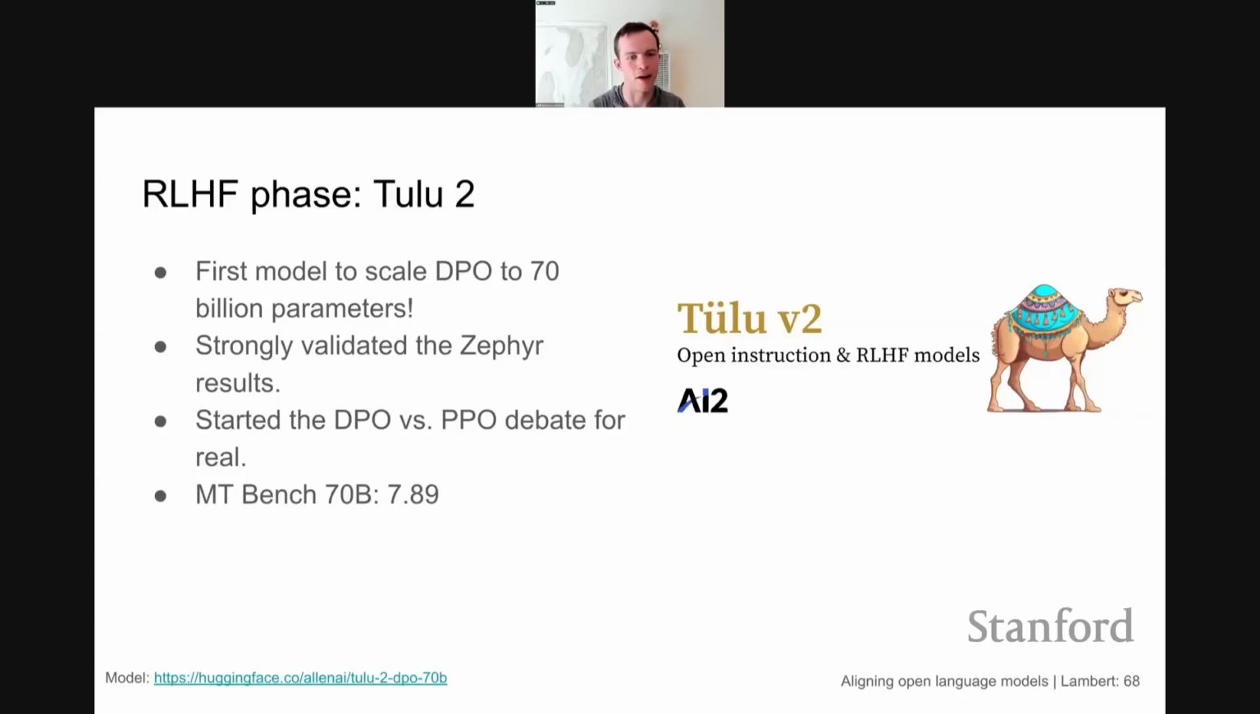It's like the classic advisor thing where sometimes it's just easier. This is the first model to scale DPO to 70 billion parameters. The last question was, oh yeah, DPO works on small models. Will anyone ever use it on a big model? The answer is yes. And it's built on the same recipe as Zephyr with slightly different instruction tuning datasets, but scores continued to climb.